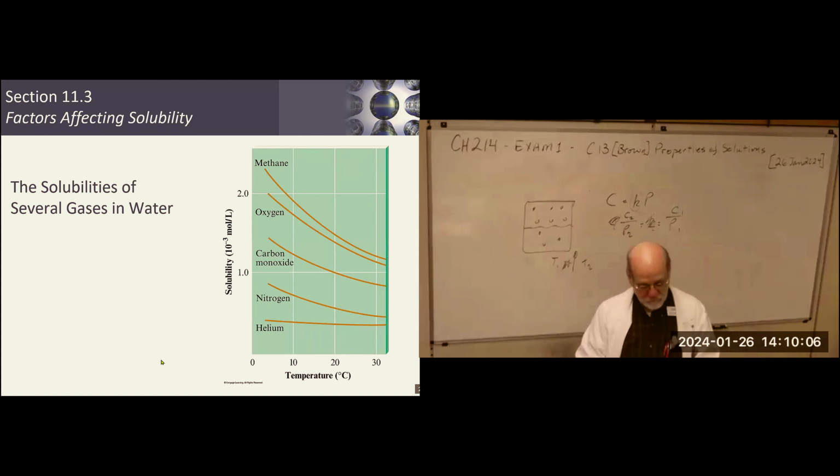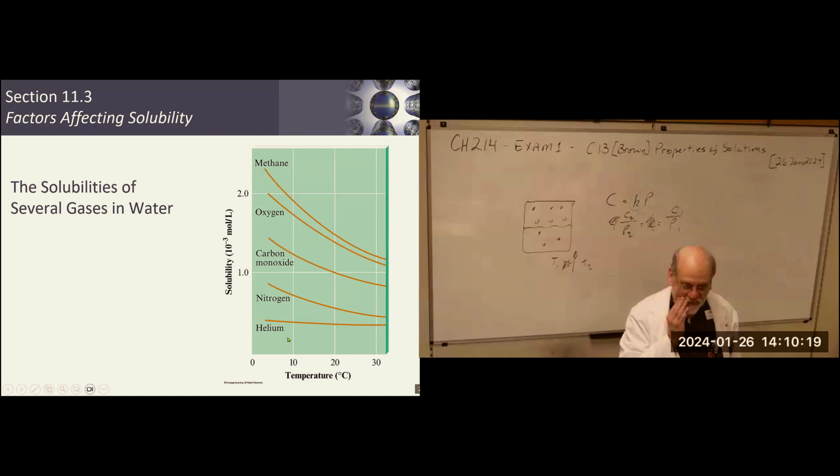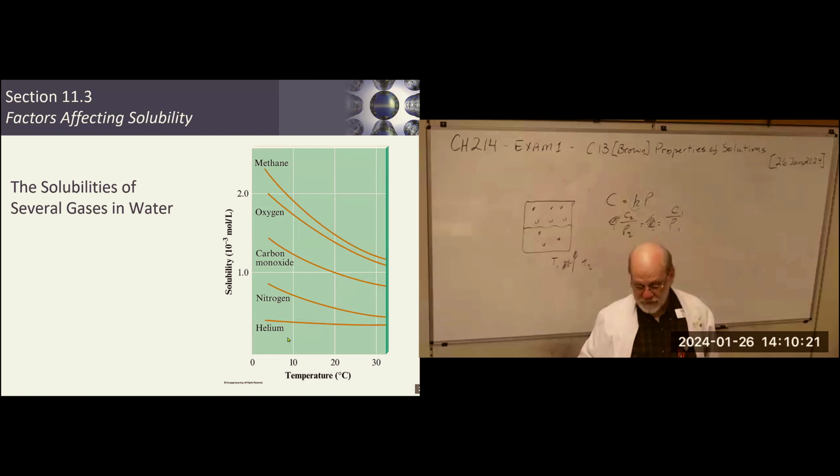Gases, you'll notice that as you increase the temperature, the solubility of methane goes way down. Oxygen goes way down. Carbon monoxide, nitrogen. Helium changes very little. In fact, helium is almost insoluble in liquid. You don't get much helium in solution at any temperature.